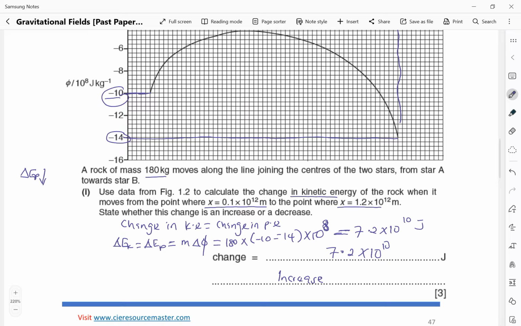I want to repeat this. Potential decreases from -10 to -14. That is a decrease because -10 is bigger than -14, which means that overall, the change in gravitational potential energy is a decrease. And if energy is to be conserved, if potential energy decreases, then kinetic energy should be increasing. Therefore, the change in kinetic energy is an increase overall.